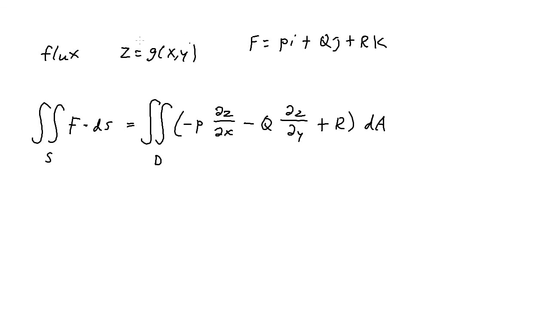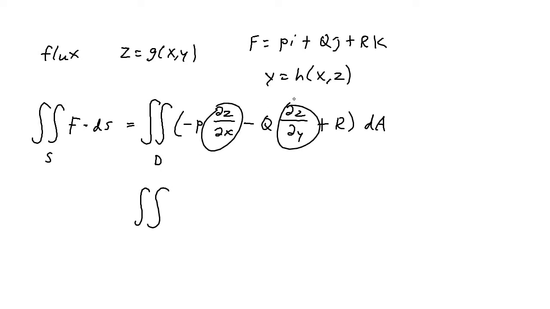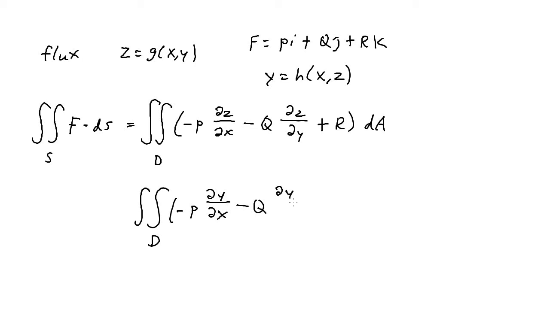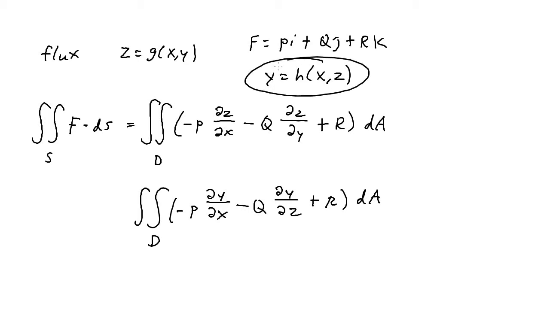Now let's say instead of a z equation in terms of x and y, we get a y equation. So y equals another function, let's call it h, this time in terms of the other variables x and z. Then we can simply replace those partial derivatives in the formula with the partial derivative of y. So we can rewrite it as negative P, this time times the partial derivative of the y equation with respect to x, and then minus Q times the partial derivative of y with respect to the other variable, which is z, and then we add the R.